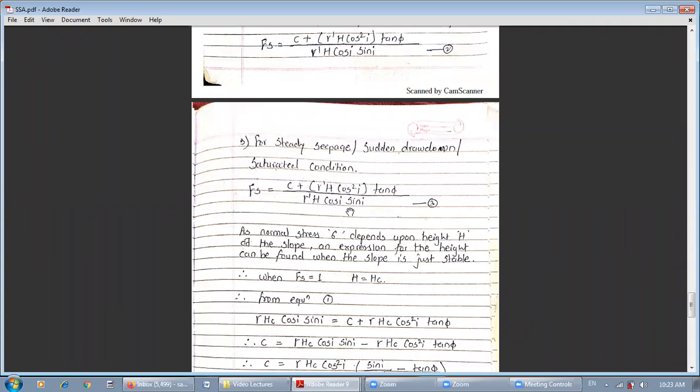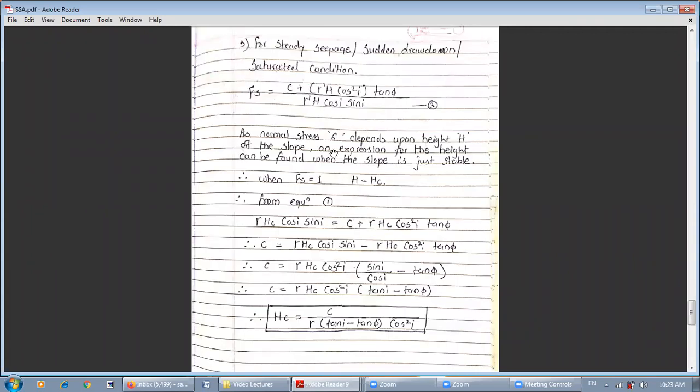Now we have to find out the critical height for the cohesive friction soil. So this is the factor of safety equation. Consider equation number 1, I will consider it for the dry soil. When factor of safety is equal to 1, the slope is just critically stable, and the height h is equal to hc. So from equation number 1, factor of safety will be equal to 1.